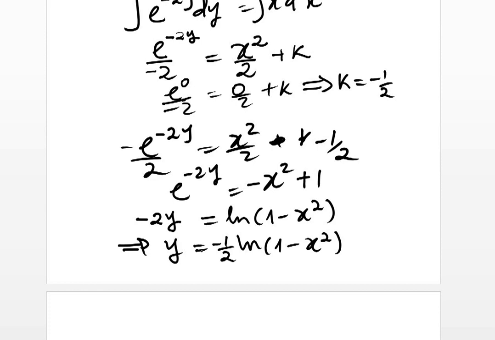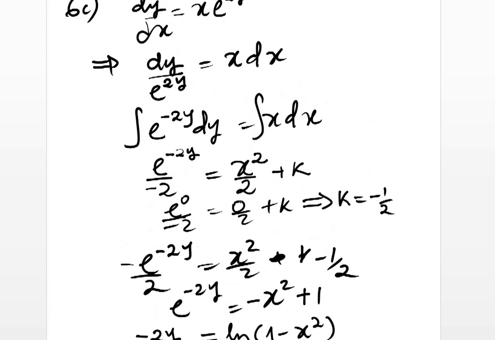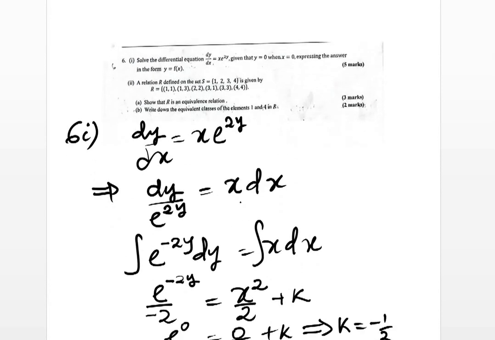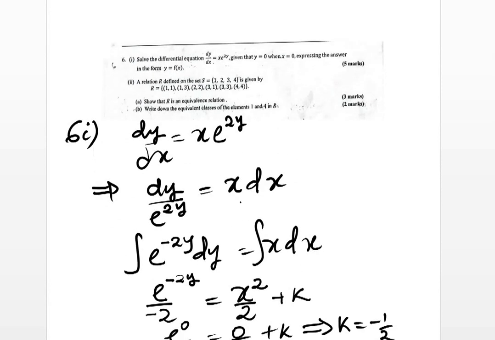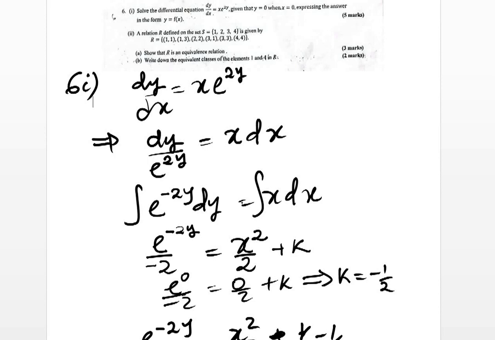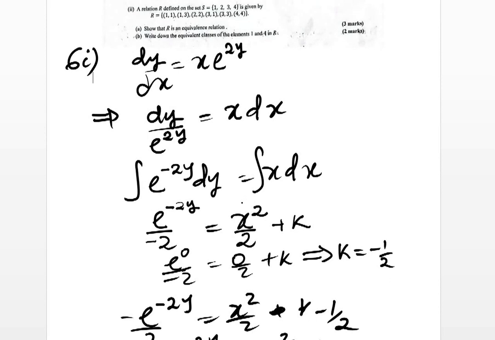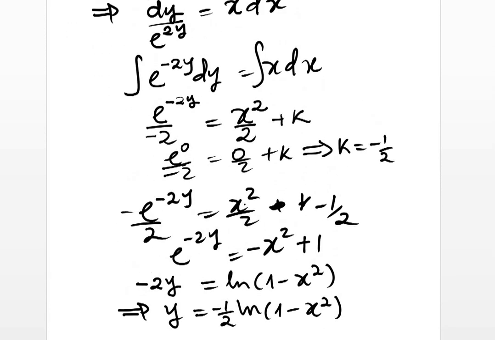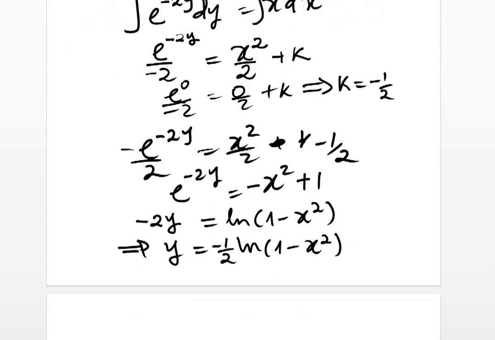Okay, that's it. We go to the next question. This says a relation R defined on the set S is given by R is (1,1), (1,3), (2,2), (3,3), (3,1). Show that R is an equivalence relation. B, the equivalence classes of 1 and 4. Roman 2a.